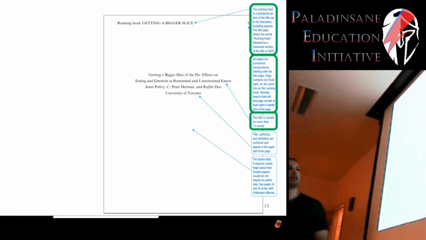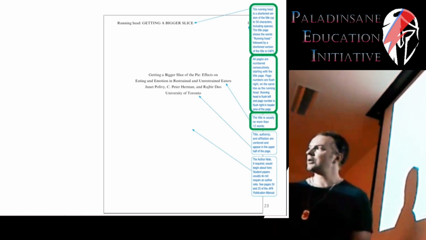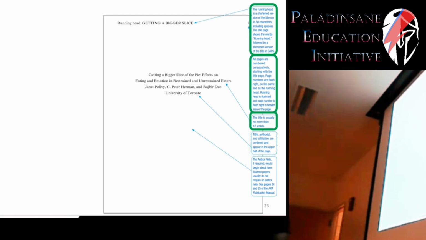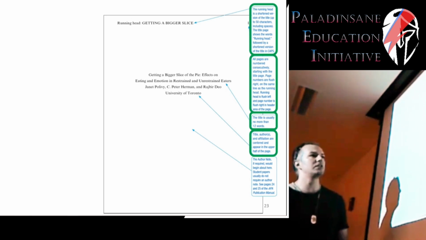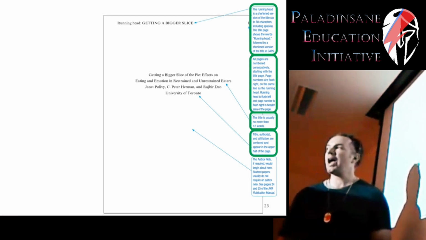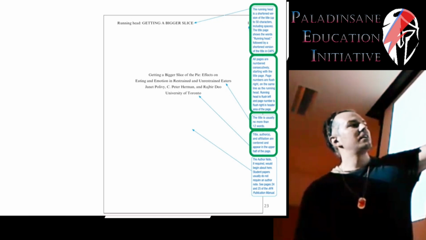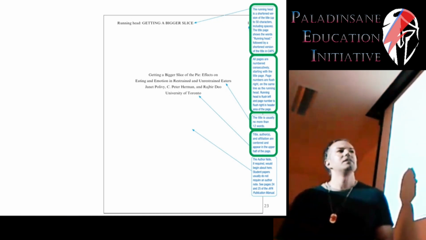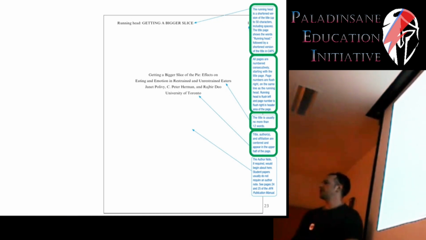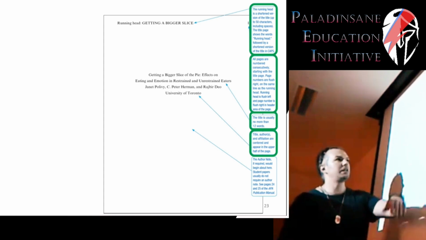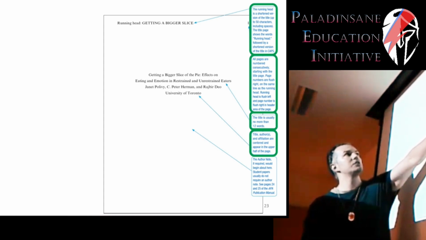The title is usually no more than 12 words, so we're going to place a limit on how long the title can be. Title and author and affiliations are centered and appear in the upper half of the page. So this is a phrase that I think catches a lot of students. Centered in the upper half of the page. What does centered in the upper half of the page mean? Is it here that it's supposed to be?